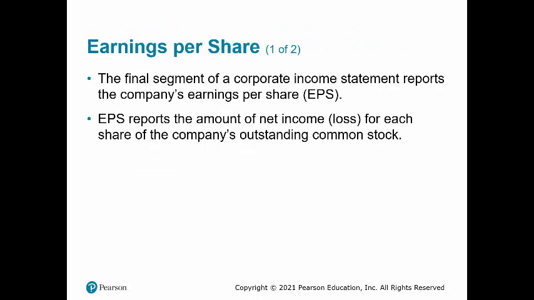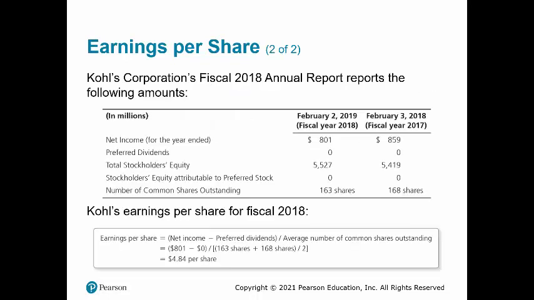So we talked about earnings per share already in the previous presentation, and we saw that earnings per share is required to be reported on the face of the income statement. So that gives you some idea of how important this ratio is. And earnings per share, as we saw, is the amount of a company's net income, or it could be a loss, for each share of its outstanding stock. And we're going to look at earnings per share, specifically calculating it for Kohl's.